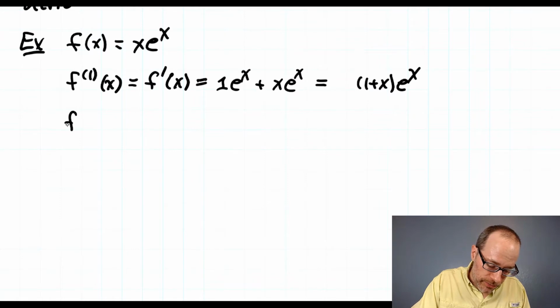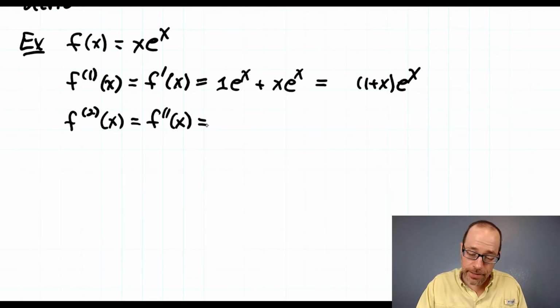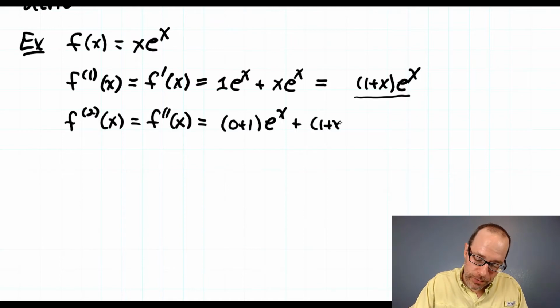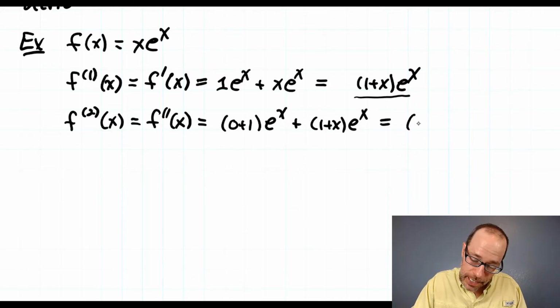The second derivative can be written this way. Can also be written this way. And you take, here's the first derivative over here. So it's a product rule again. Take the derivative of the first term, so that'd be 0 plus 1. Leave the second alone, and then leave the first term alone, and take the derivative of the second. Factor out the e to the x, and you'll see now we'll get 2 plus x e to the x.